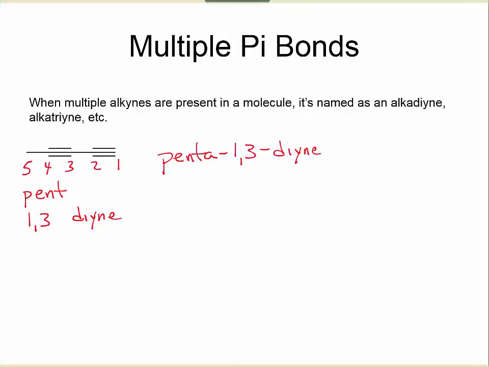Notice that there is a comma between the two numbers. Again, hyphens between numbers and letters. This is all one word. Now you may also see it written as 1,3-pentadiyne. That's the older style nomenclature, but it's still acceptable.